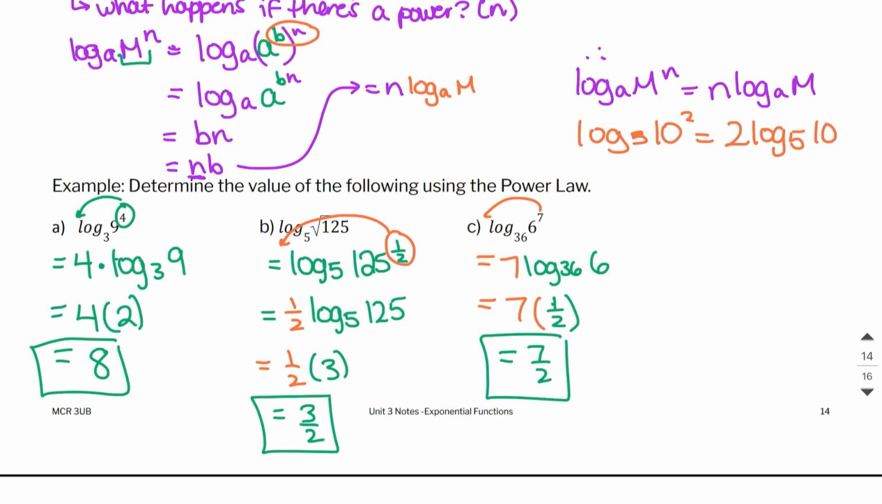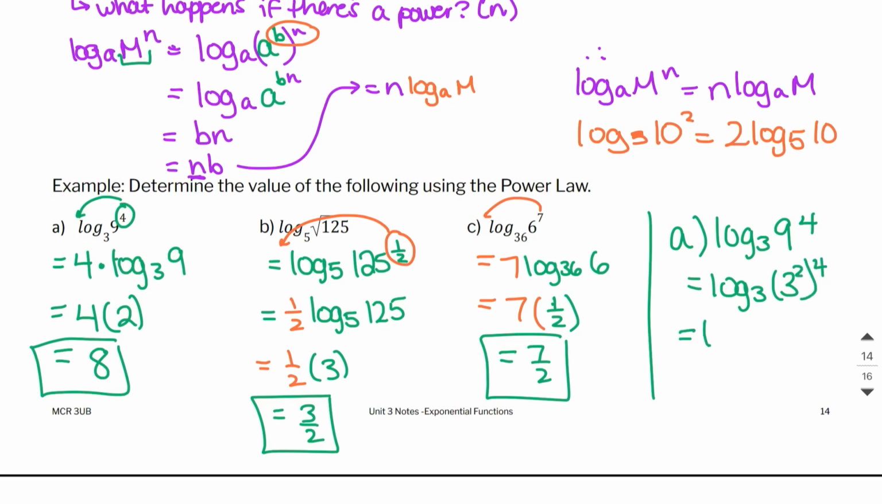The nice thing about these logs is there's multiple ways of doing them, just like there's multiple ways of doing exponent laws. But regardless, if you do it correctly, you'll get the right answer. For example, in A, log base 3 of 9 to the power of 4, I could rewrite this as log base 3 of 3 squared, to the power of 4, since 9 is 3 squared. So I could say this is log base 3 of 3 to the power of 8, and then the log and base go away. So my answer is 8, which is what we got here.